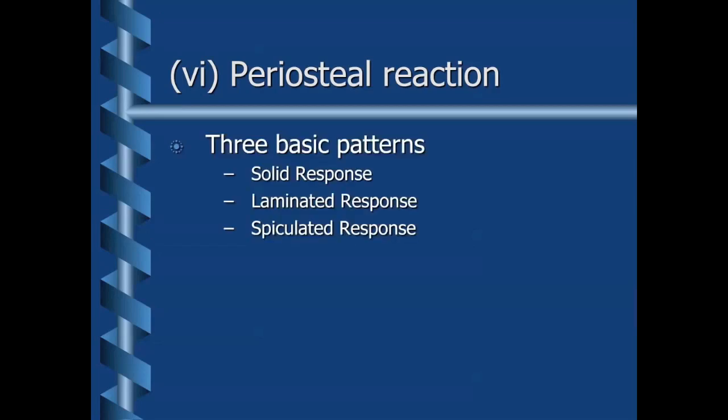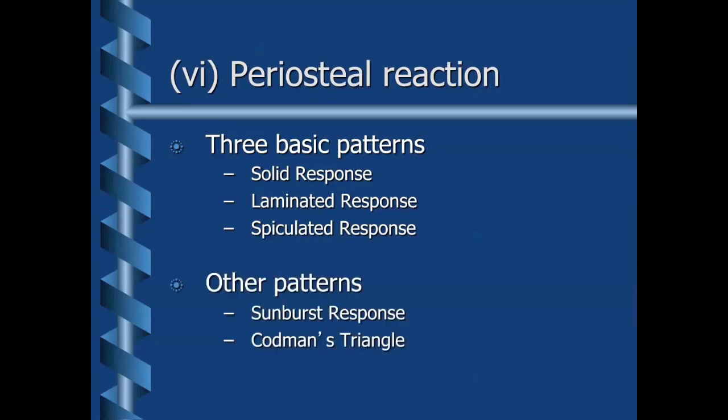There are three basic patterns to periosteal reaction, and I'll give you diagrammatic examples of this in a minute. There's the solid response, the laminated response, and the spiculated response. And there's two other patterns, and they are referred to as the sunburst response, which is similar to the spiculated response above, but I'll show you pictures of this now. And another one which is Codman's triangle. So you get this triangular shaped appearance of the periosteum. Okay, the best way to describe these is to actually look at some pictures of them.